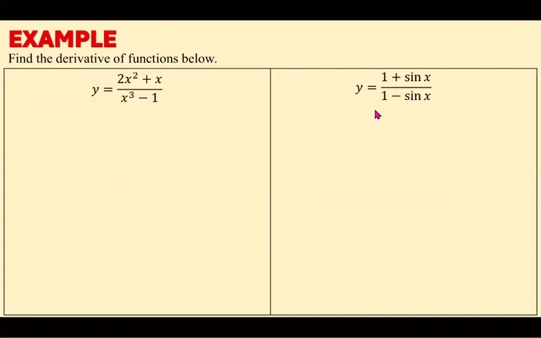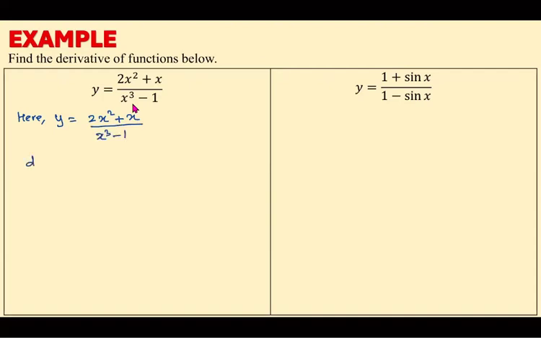Here we have to find the derivative of the function given below. So here is that function. And you can see that this function has a numerator and denominator. That means we are dividing one function by the other. So here we are definitely going to use the quotient rule. So let's do that. So we have y equal to 2x squared plus x over x cubed minus 1.